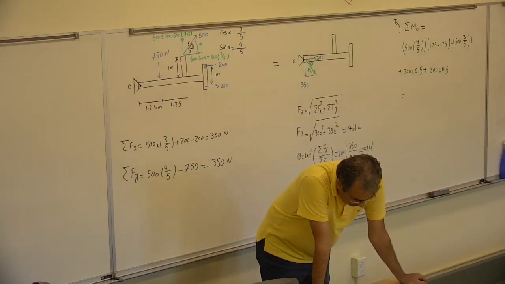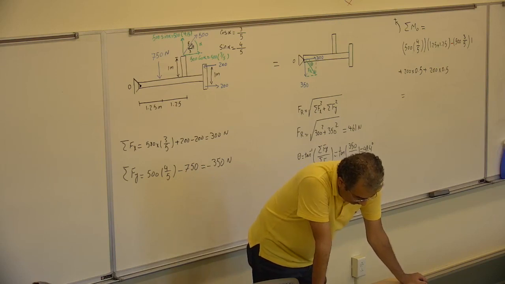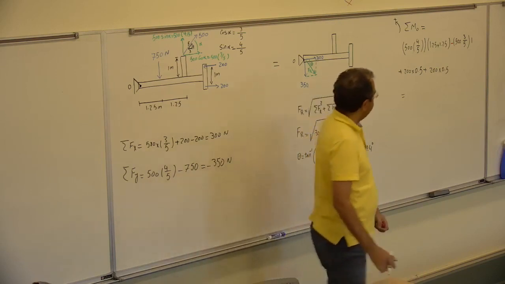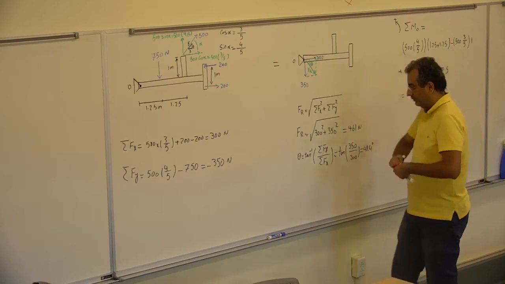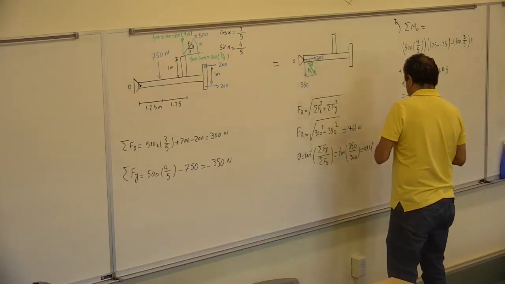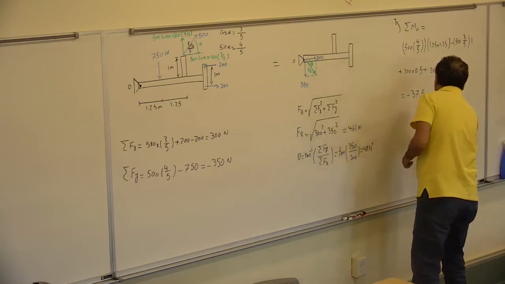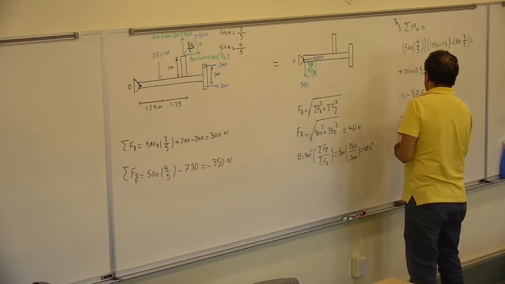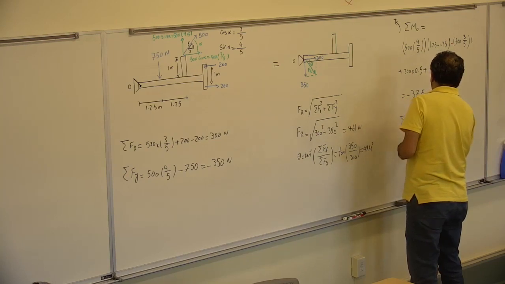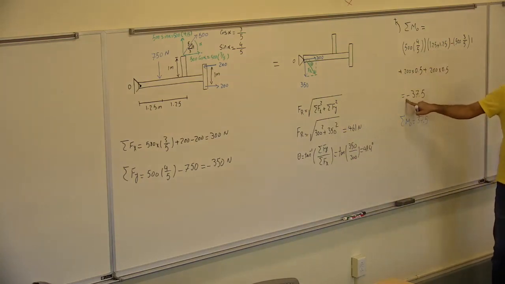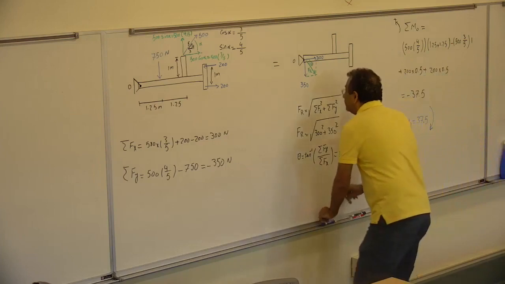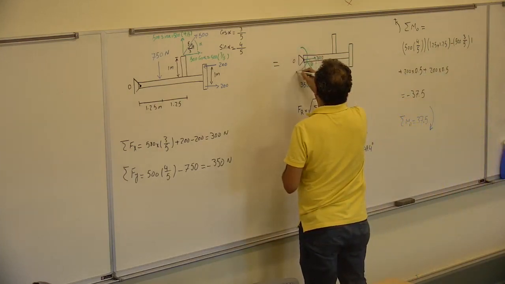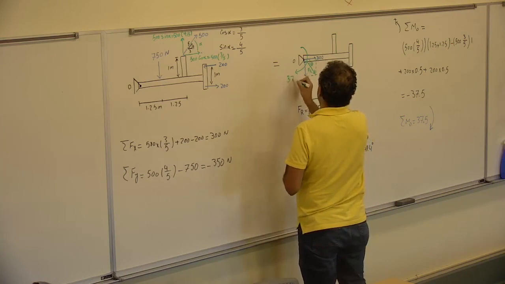So it comes out to negative 7.5. So I can say this, the 7.5 and it's rotating clockwise. Rotating like this. Now just put it there. So I will go there. Again, I have that. That is my 37.5.